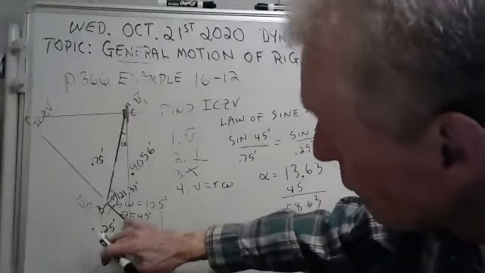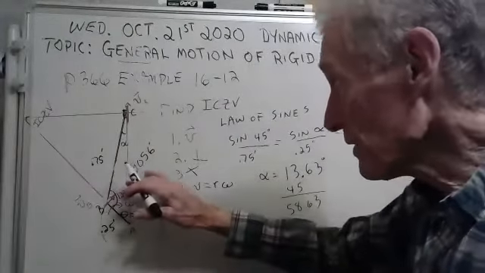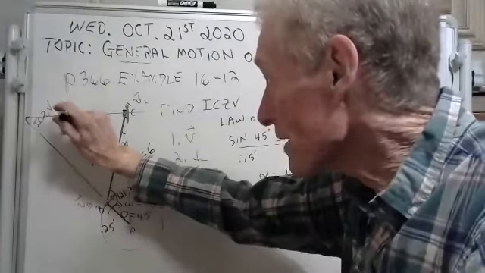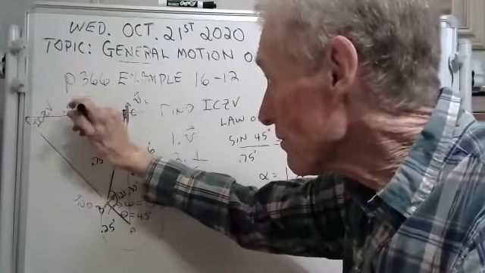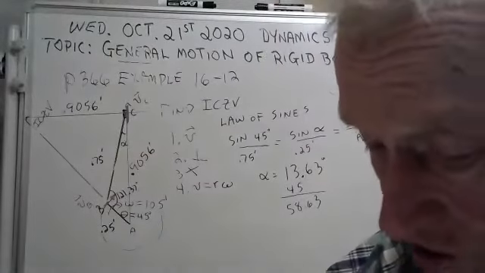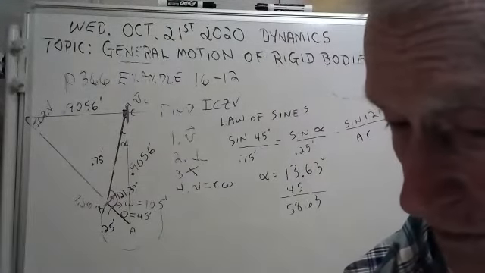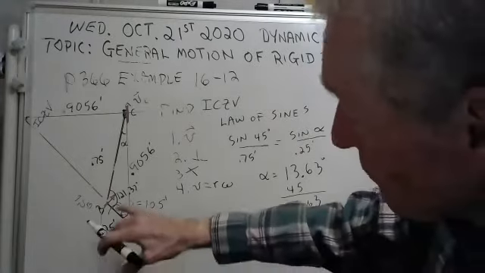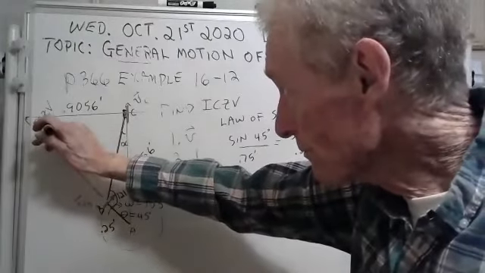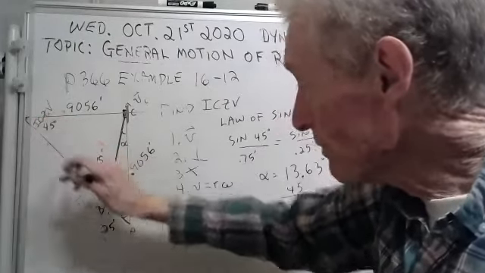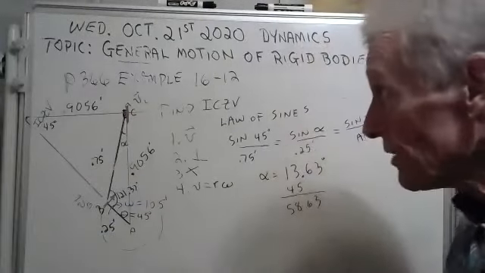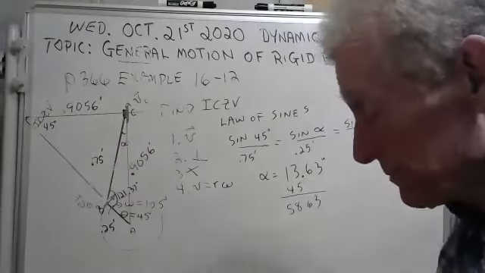Now, if this is 45, and this is 0.9056, you know what this is? This is 0.9056 feet. Have you ever heard of an isosceles right triangle? That's what that is. It's a 45. This would be 45, you know it? It's a 45, 45, 90 triangle. So we have that distance.